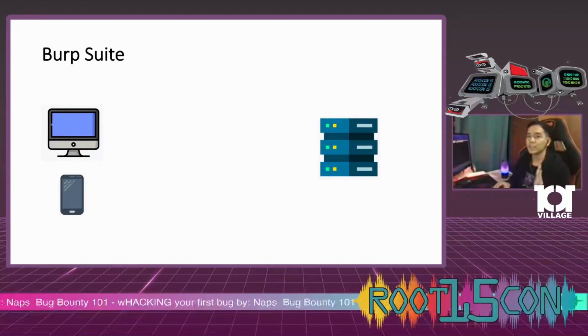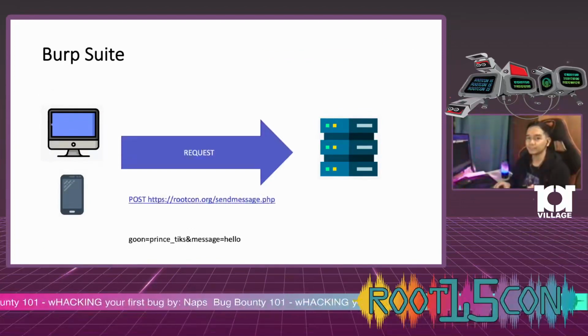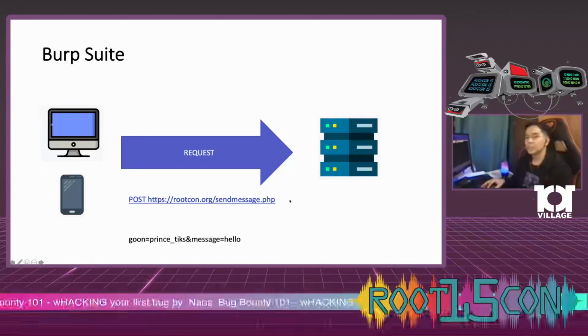When you send the chat hello to print sticks, there will be a request to the rootcon.org server, specifically to the send message file. The parameters here are the GUN and the message. So as you can see, there's a GUN.